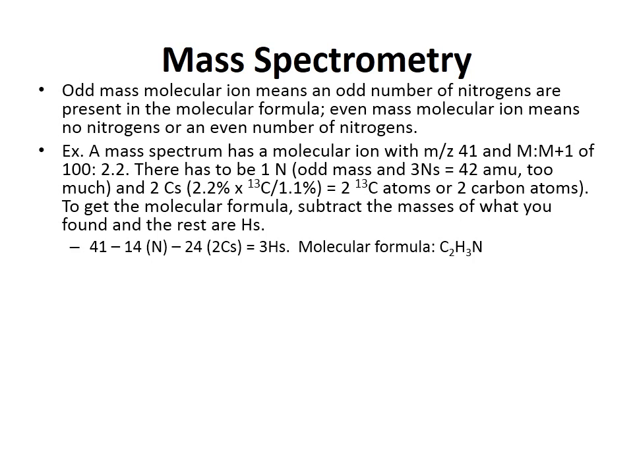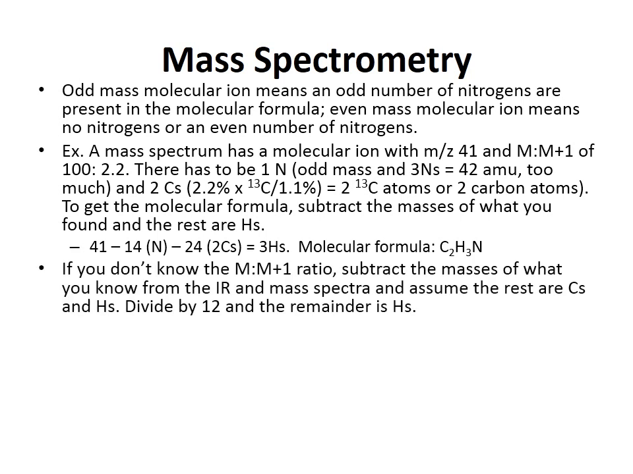Now, if you don't know the M to M+1 ratio, subtract the masses of what you do know from the IR and mass spectra, and assume the rest are carbons and hydrogens. Divide by 12, that is the mass, and the remainder is hydrogens.